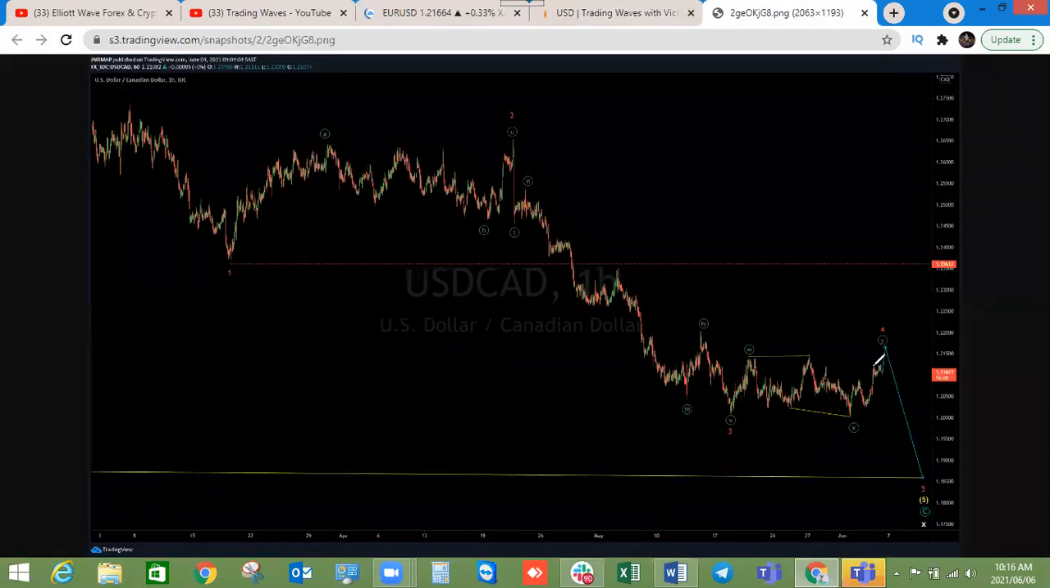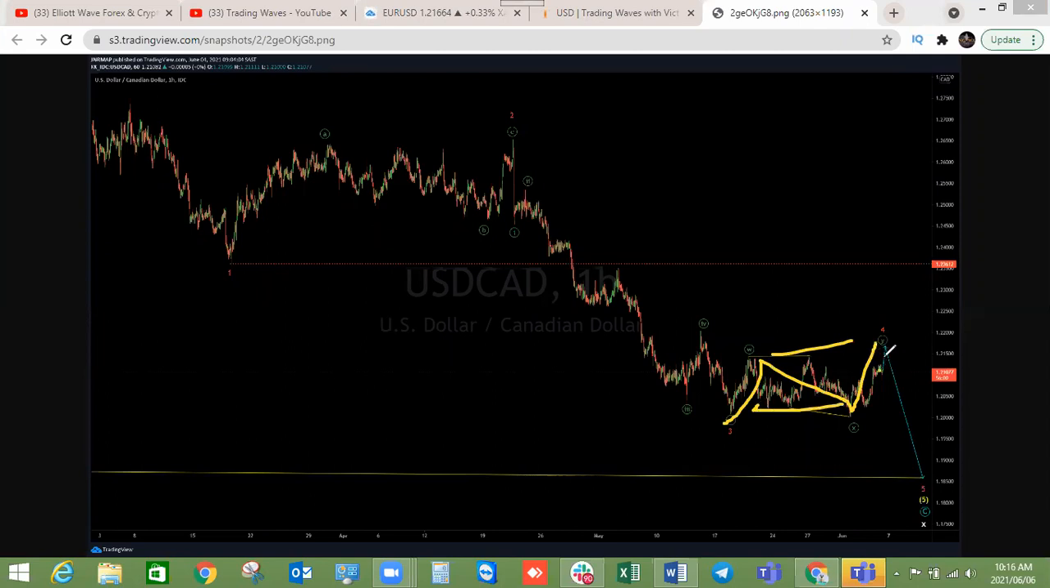So US dollar CAD, this is a Friday 1 hour chart just before the NFP. We expect this to continue pushing to the upside here to complete this structure. What were we looking for here? We were simply looking for this to make a 3-wave structure with a complex correction there and a move to the downside. We have made this. We are now coming to the downside.